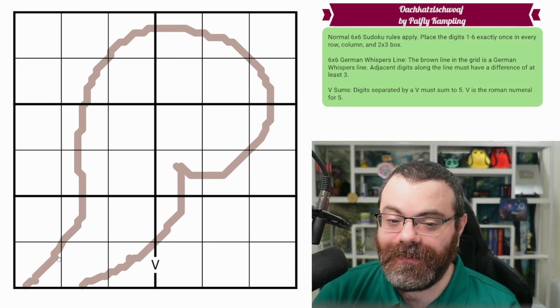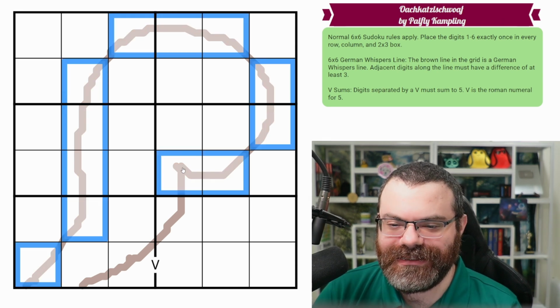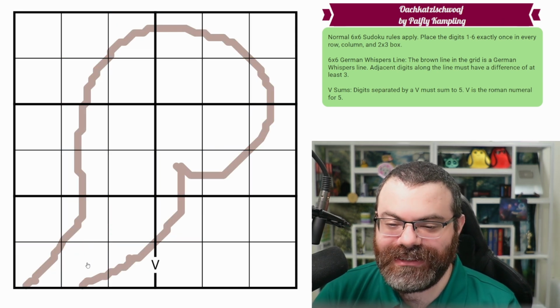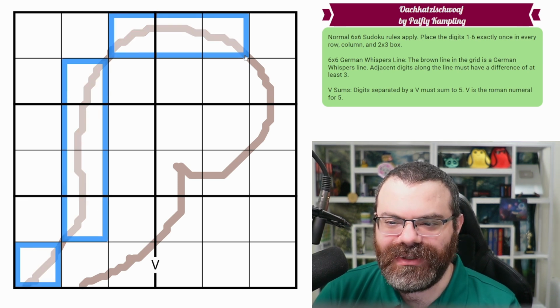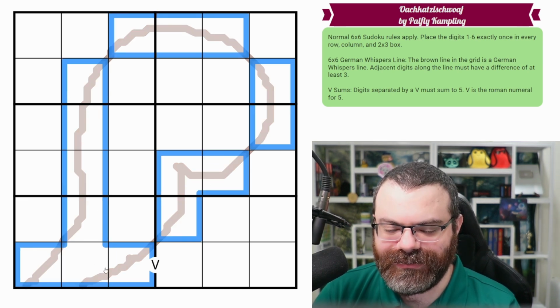is actually a German whisper line. So the reason it's colored that way is because of the squirrel theme, but it is just your normal German whisper line. It's squiggly also, but just pay attention to what cells it touches. So it hits these cells, right?